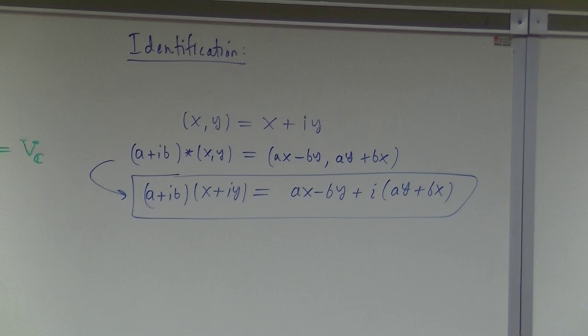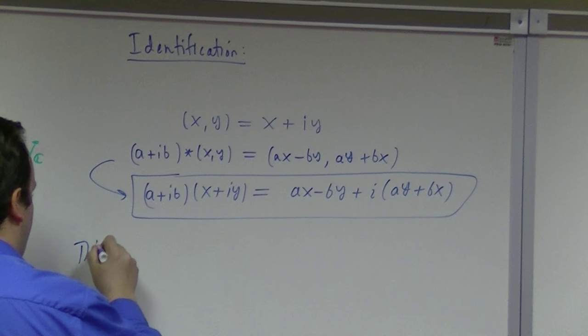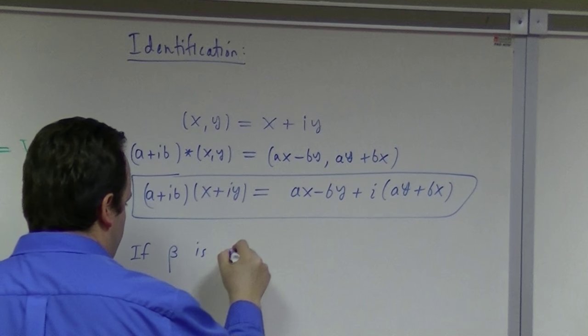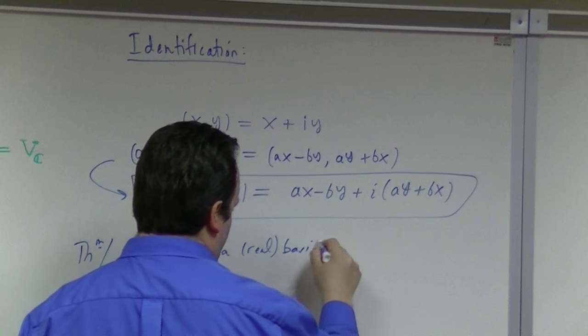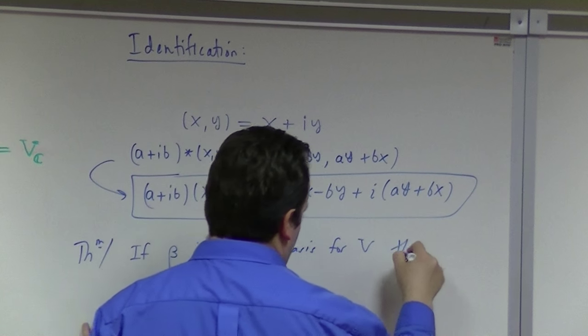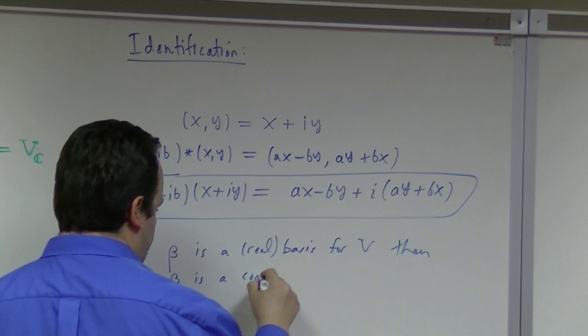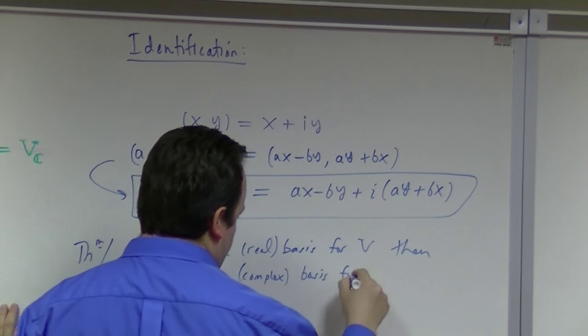In order to understand that, we need two theorems. First of all, theorem: if beta is a real basis for V, then beta is a complex basis for the complexification.